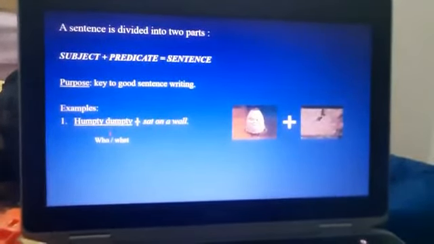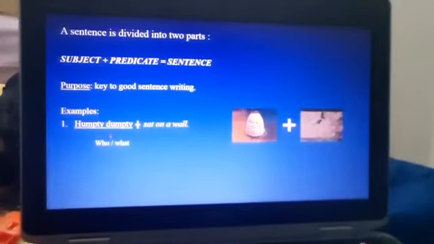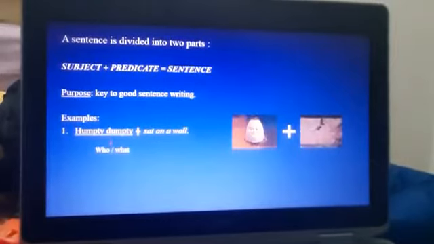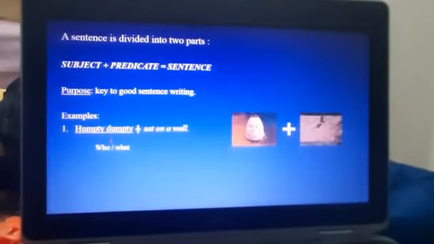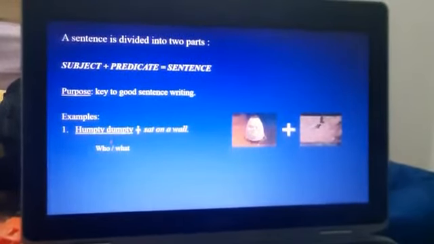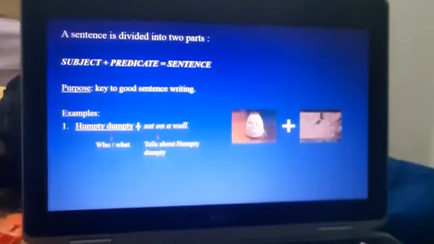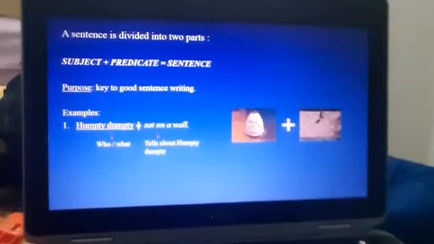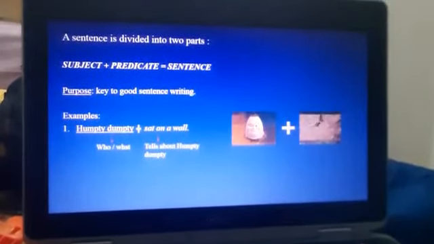Now something is being said about Humpty Dumpty. What is being said about Humpty Dumpty? Sat on a wall. What did Humpty Dumpty do? Humpty Dumpty sat on a wall. So this "sat on a wall" tells us about Humpty Dumpty. So this "sat on a wall" becomes your predicate.